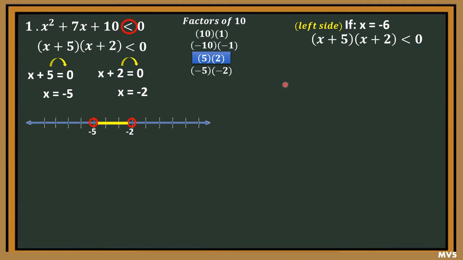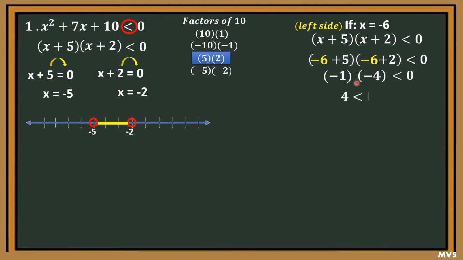By substitution, your x is negative 6. Then copy plus 5, x is negative 6. Then copy plus 2, copy less than 0. And then negative 6 plus 5, negative 1. Negative 6 plus 2, negative 4. Just copy less than 0.